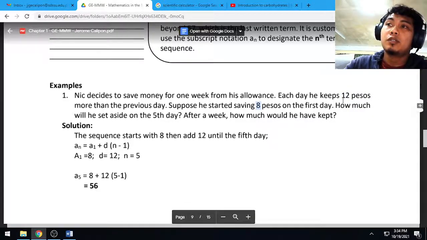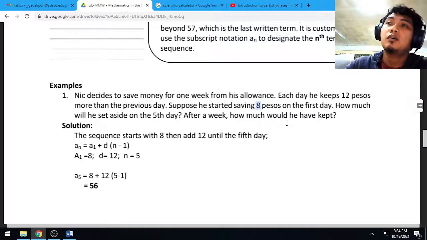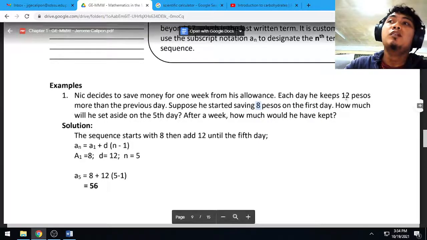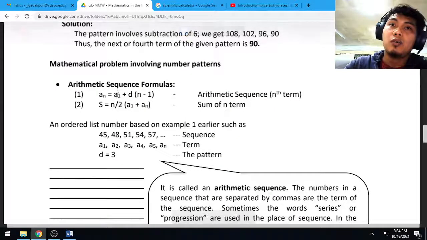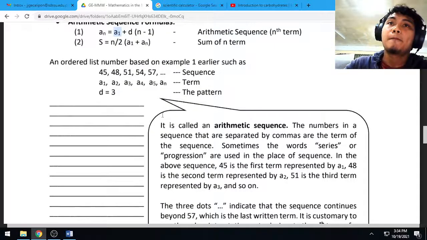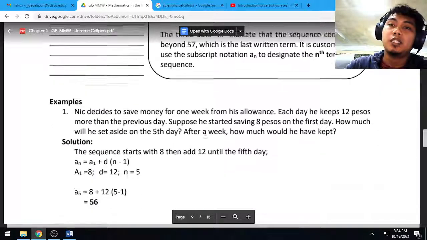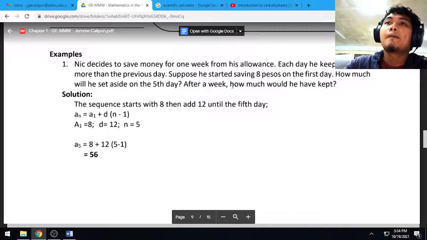Suppose he started saving 8. Sabi ko kanina, kung magsisimula sa 12, magiging 24 sa next. Pero meron na siyang 8 pesos daw na pang simula. In the first day daw, meron na siyang 8 peso. Pag dadagdagan mo ng 12, magiging 20 pesos na siya. Hindi daw 12 siya nagsimula, kundi 8 pesos. So, meron na tayong first term. Sabi dito, first term, A1. And then, the pattern, 12, with D. Ganito lang. So, 8 pesos.